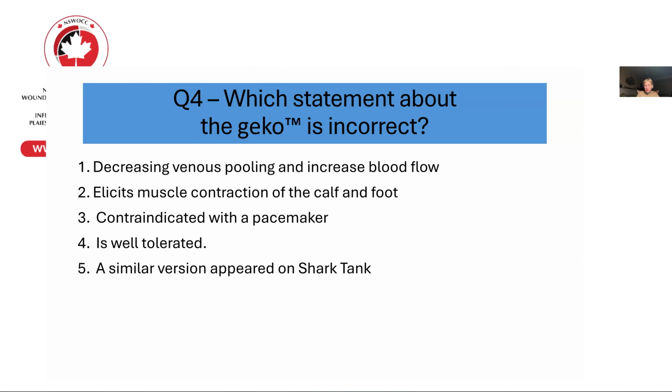I would encourage everybody to look at the Gecko and have a look at how to apply this. They show a video and it's really well done. So if you haven't seen it applied and you're wondering, look at the video. So here's a question about the Gecko. Which of the following statements is incorrect? Number one, it decreases venous pooling and increases blood flow. Does it elicit a muscle contraction of the calf and foot? Is it contraindicated with a pacemaker? It is well tolerated, and a similar version appeared on Shark Tank.